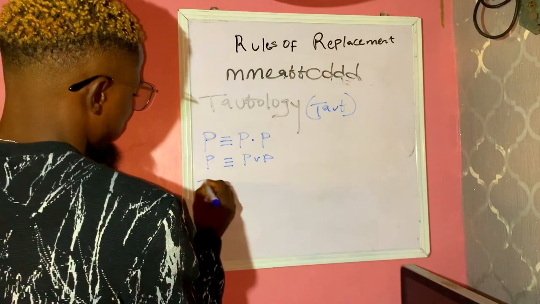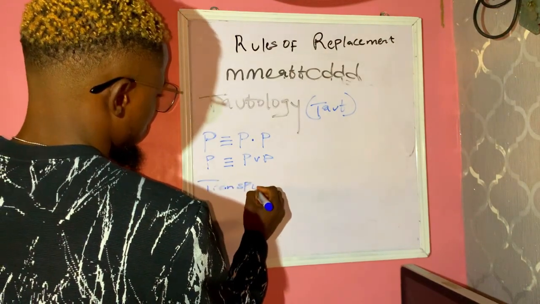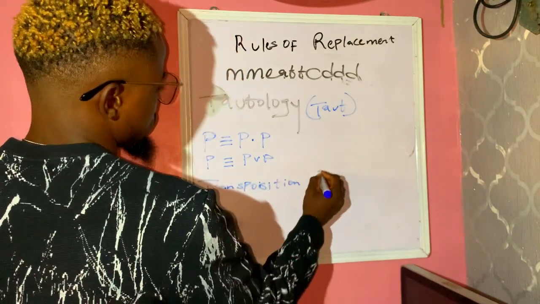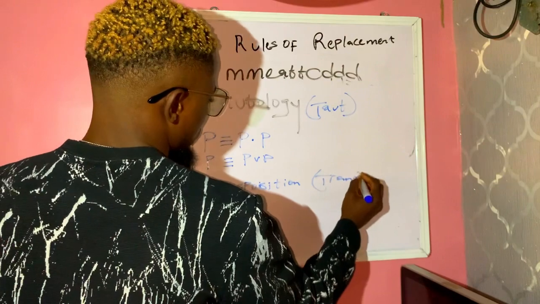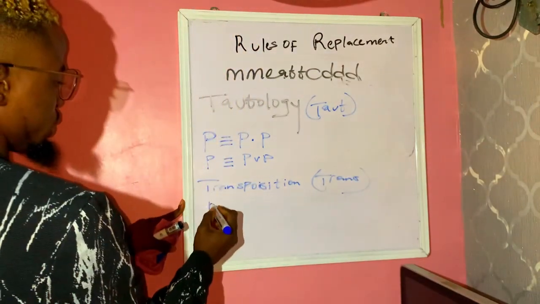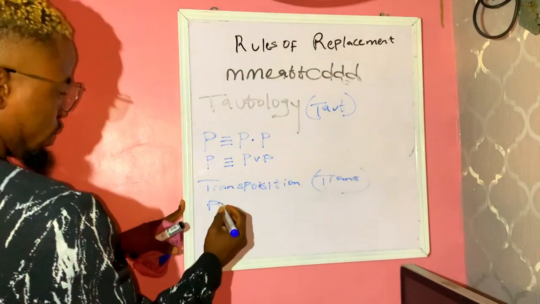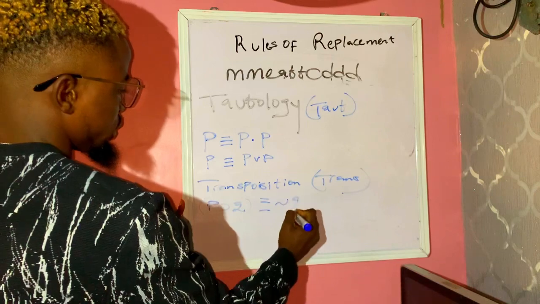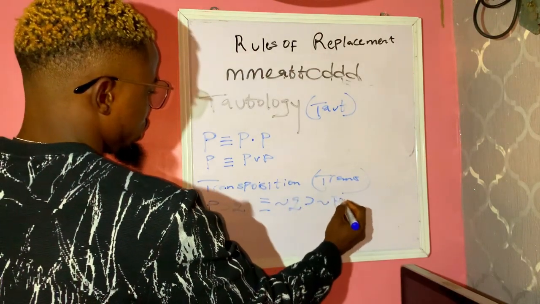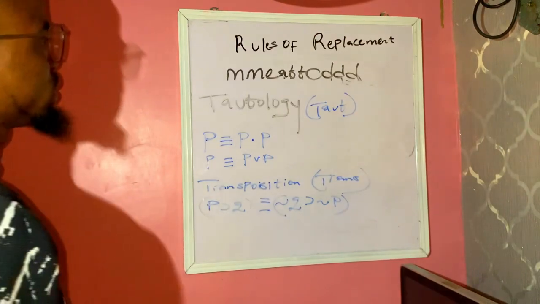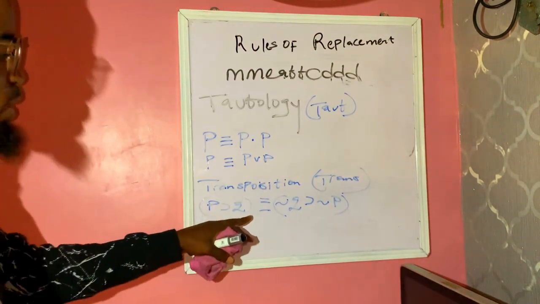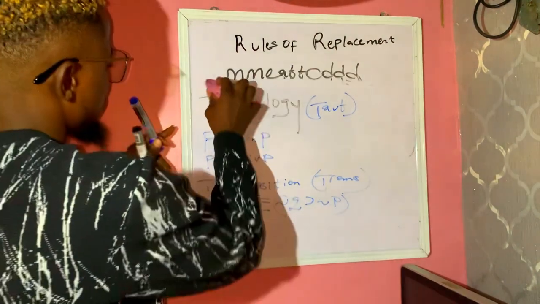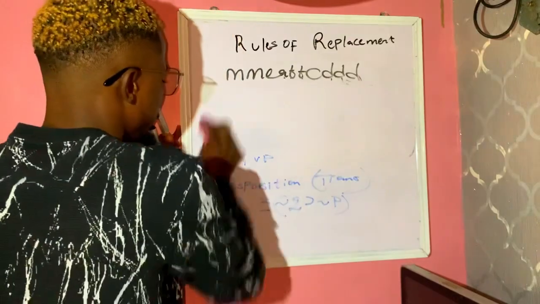Then the next one, transposition. P implies Q if and only if negation Q implies negation P. What transposition is just saying is that if you have P implies Q, you can replace it with negation Q implies negation P. So it remains the last four.